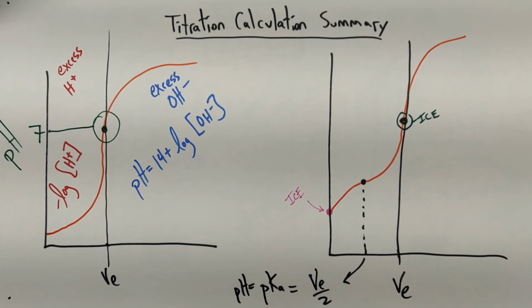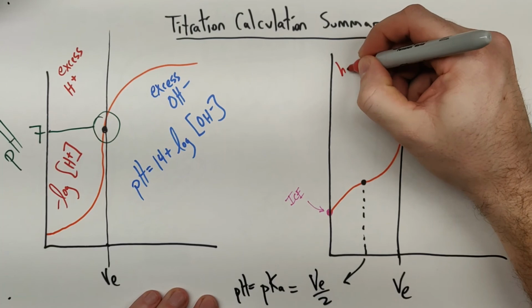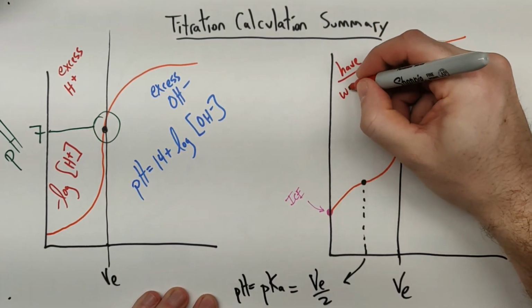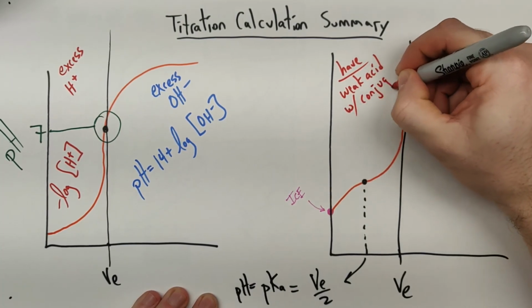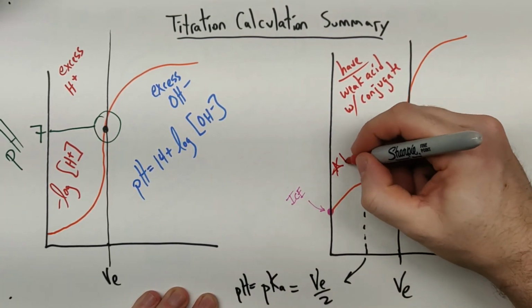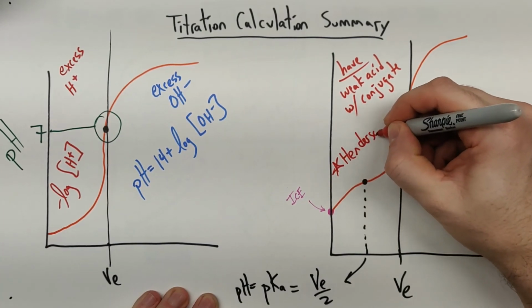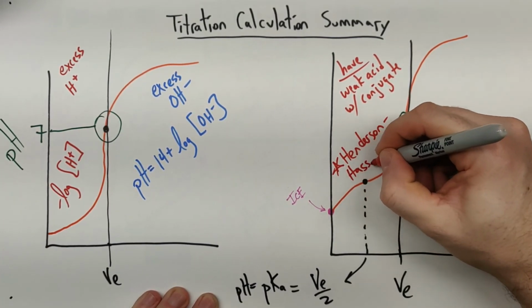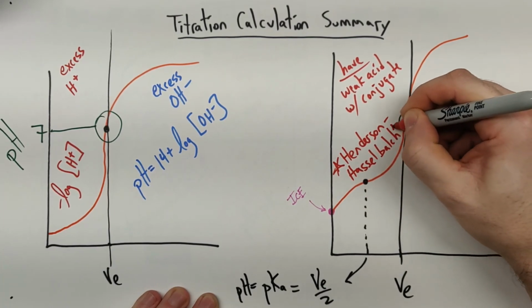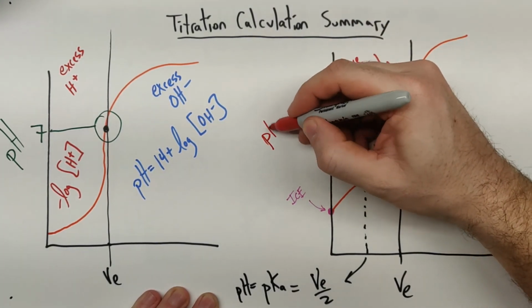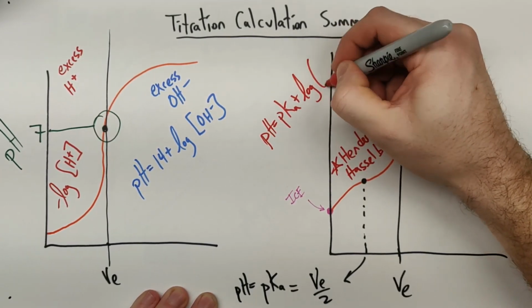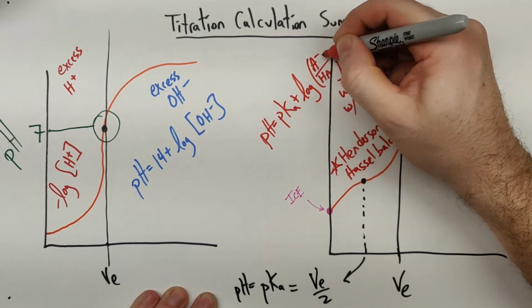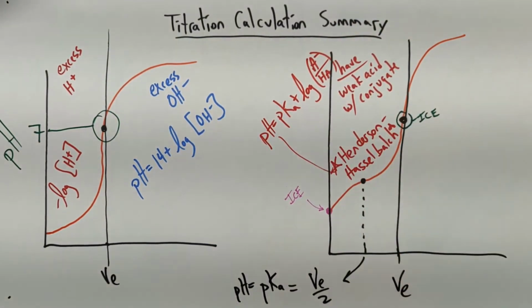We have a mixture of our weak acid with its conjugate, which means that we have the Henderson-Hasselbalch equation. And if you forgot that, pH is pKa plus the log of your amount of A minus over HA. All right? That is the Henderson-Hasselbalch.